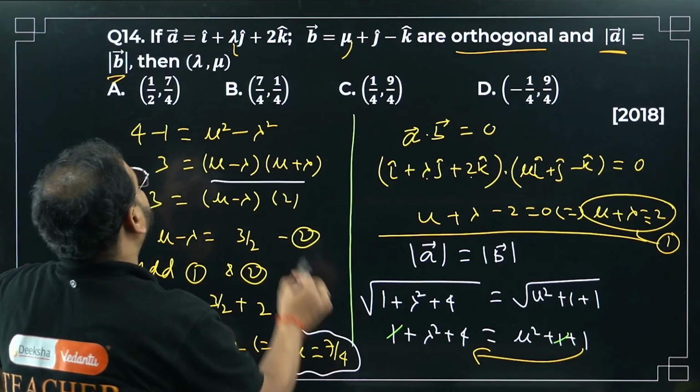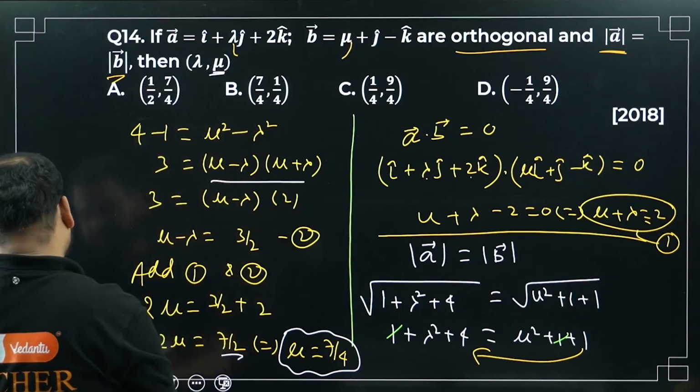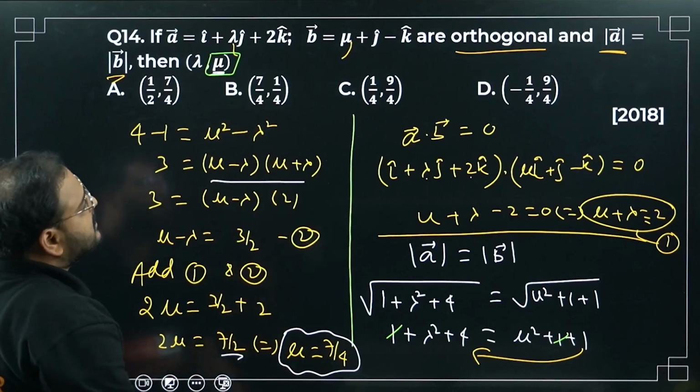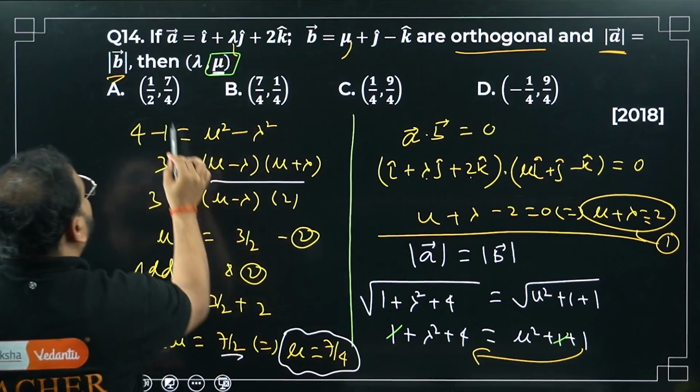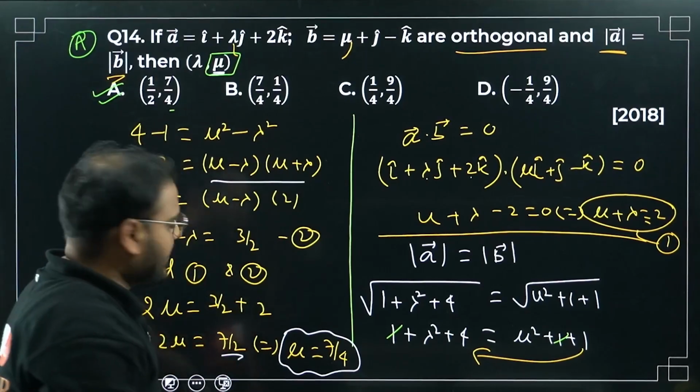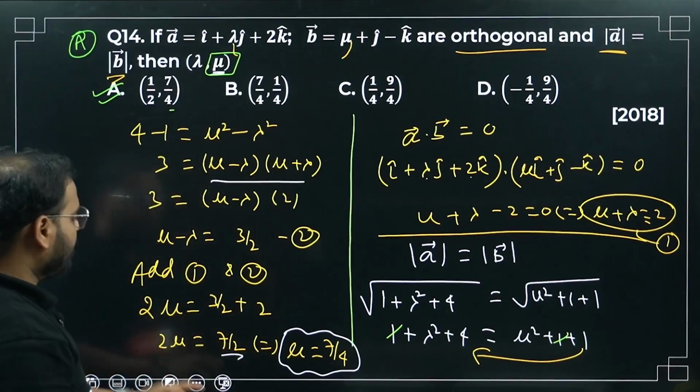Which option is correct? Please check here. Mu is the second one in the coordinate. 7 by 4, where is it? 7 by 4 in the second coordinate? Over here only, sir. Option number A is the correct answer. Please check. I don't have to find the lambda, right? Mu is 7 by 4, right?